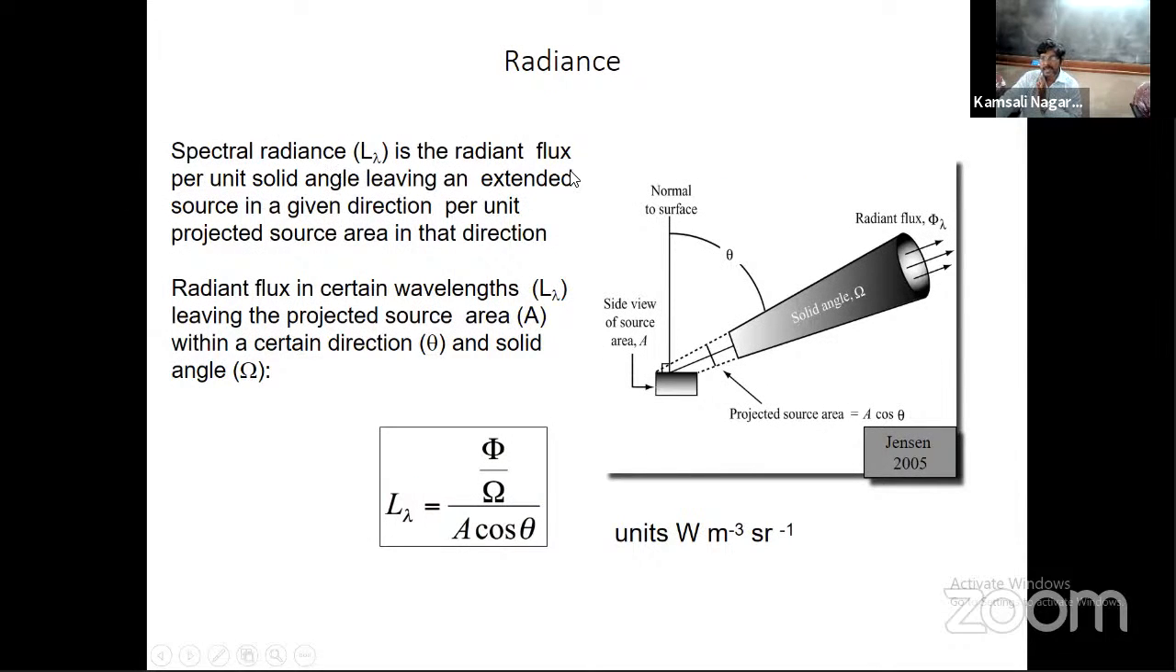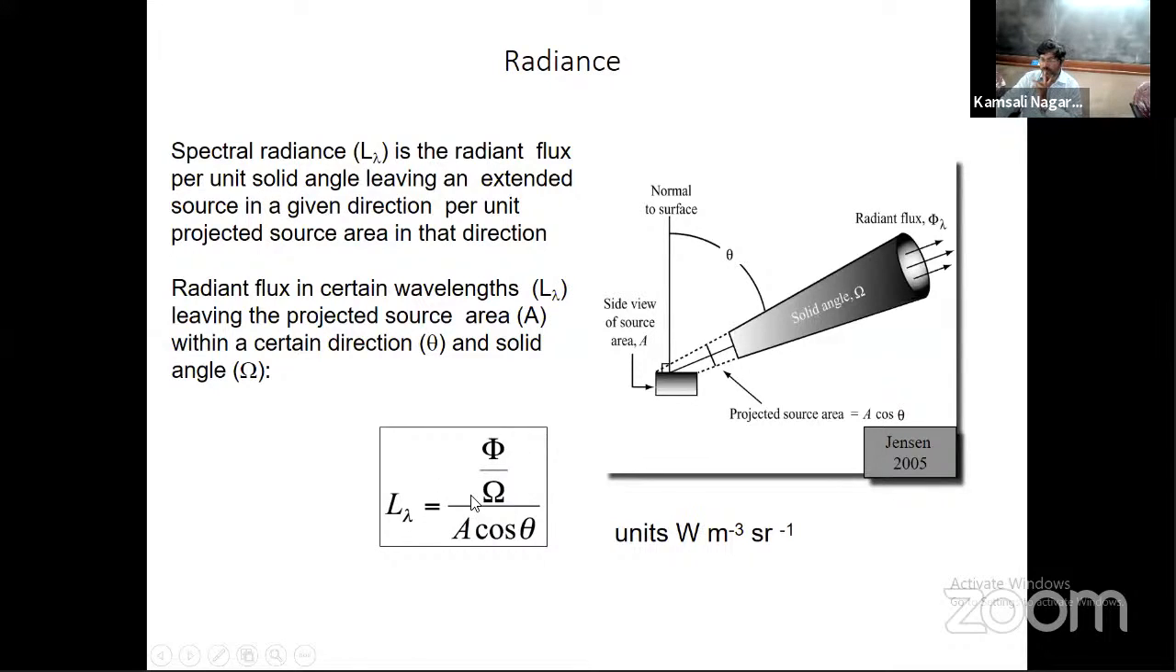Spectral radiance is the radiant flux per unit solid angle leaving an extended source in a given direction, per unit projected source area in the direction along which the radiation is emitted. Radiant flux, which also depends on the wavelength, leaves the projected source area A in a certain direction theta with the solid angle omega. All these three components put together give L lambda.